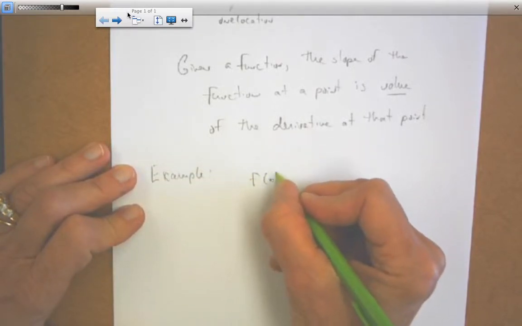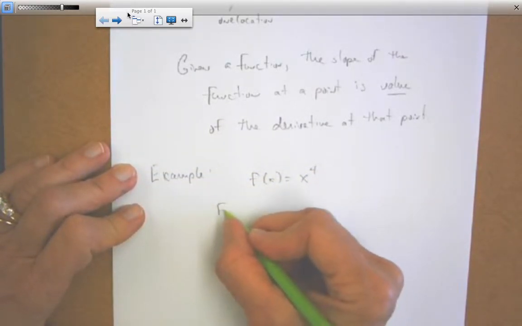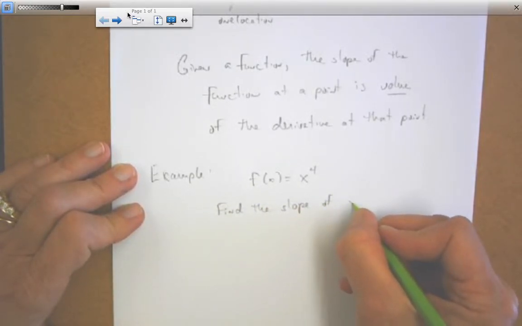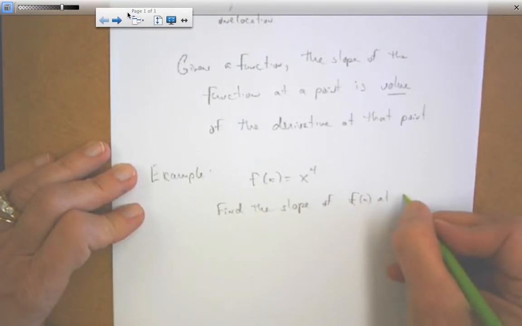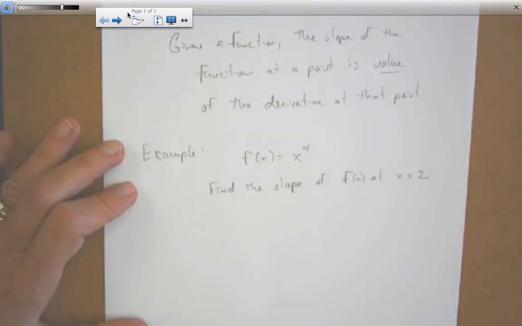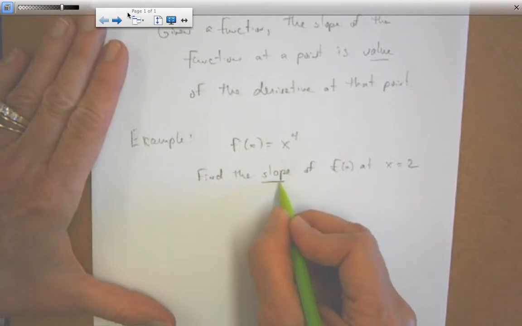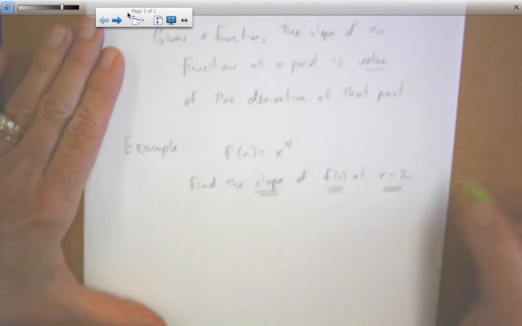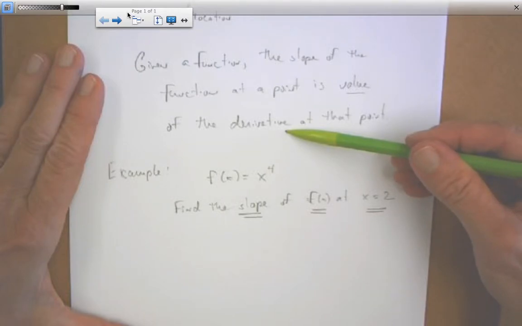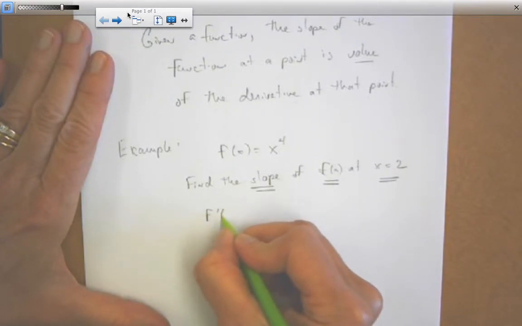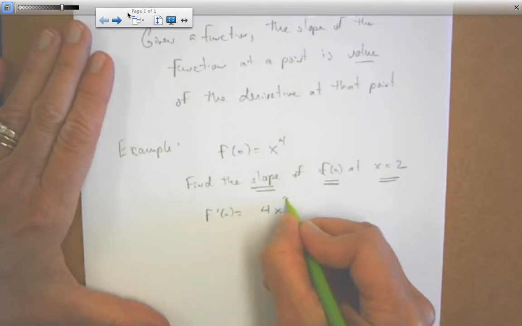Let's say that f of x equals x to the 4th. Find the slope of f of x at x equals 2. Go ahead and try that. So if I want to find the slope of the function at one location, I'm going to find the value of the derivative at that location. So first I've got to find my derivative. So f prime, using the power rule, is 4x cubed.